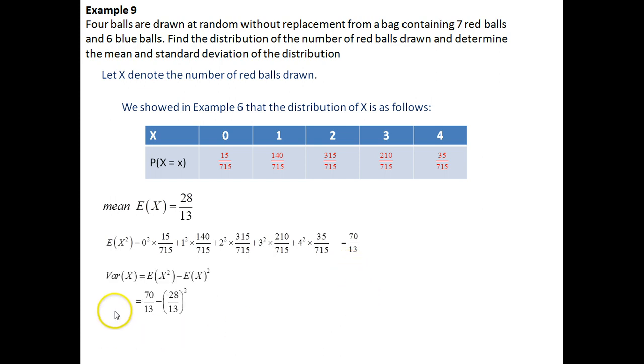So the variance is defined to be E of X squared minus E of X all squared, so 70 over 13 minus the mean 28 over 13 all squared, which gives me 126 over 169. We need the standard deviation, so I need the square root of that, which is about 0.863.